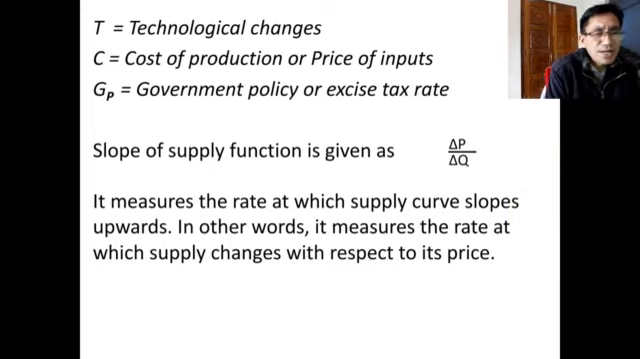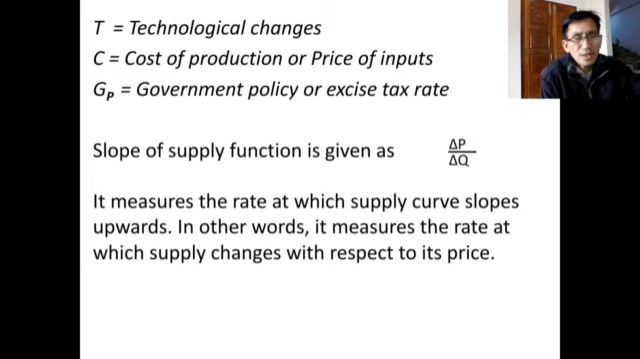The slope of the supply curve is given by delta P by delta Q, the ratio of the change in price to the change in quantity. It measures the rate at which the supply curve slopes upwards. In other words, it measures the rate at which supply changes with respect to the price. When the price changes, how much the supply changes, that is what we see in this supply function.